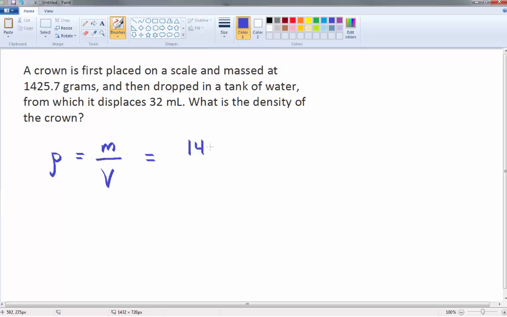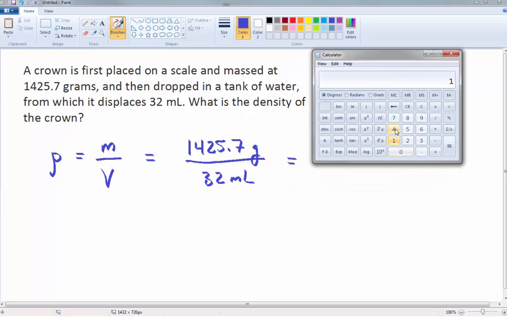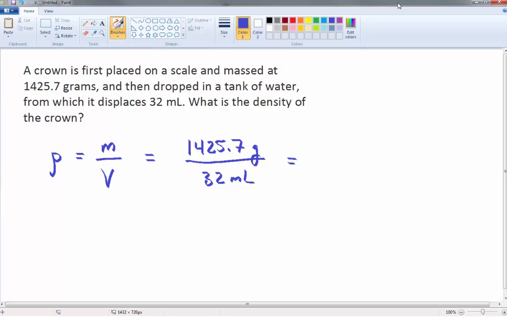This is the mass, 1,425.7 grams. And we're dividing by the volume, 32 milliliters. So pull out the calculator, and what you end up getting is 1,425.7 divided by 32, which is 44.553125. Looking at these numbers, this one right here has only two significant figures in it. This one has five significant figures. So the answer needs to be rounded to two significant figures. This digit's a five, that rounds up. So we end up with 45 grams per milliliter.